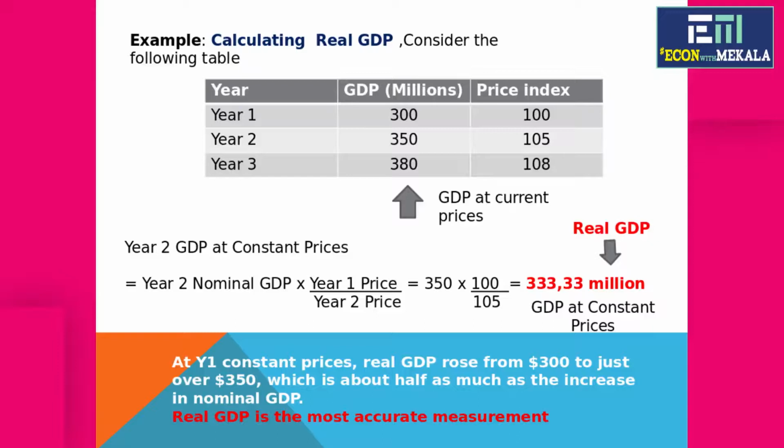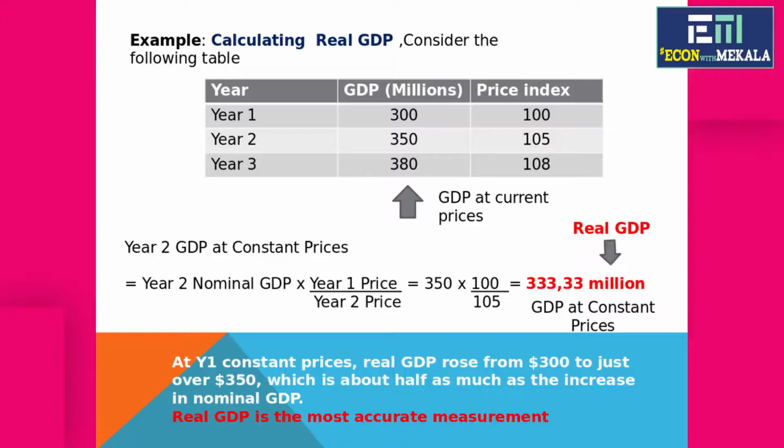For that, we can use this formula: year 2 nominal GDP multiplied by year 1 price divided by year 2 price. Year 2 nominal GDP is 350, multiplied by the year 1 price index, that is 100, divided by the year 2 price index, 105. So our answer is 333.33 million. This is the real GDP, or else we can call this GDP at constant prices.